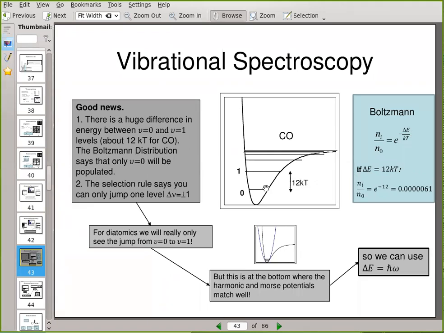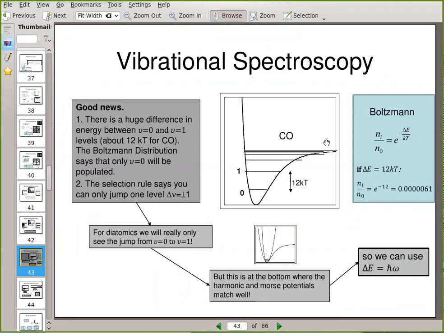If you take 12 kT as being the difference in energy, and you put 12 kT up there, you divide it by kT, you end up with the fraction in energy level 1 over the fraction in energy level naught as being a really small number. That means if you've got 1,000 carbon monoxides here, you've essentially got no carbon monoxides in energy level 1. And if there are none there, there'll certainly be none in energy level 2 and energy level 3, etc.